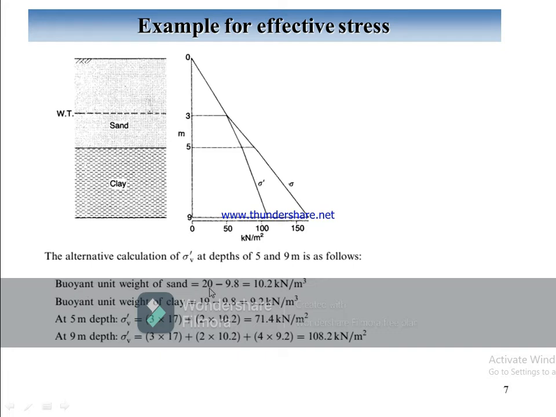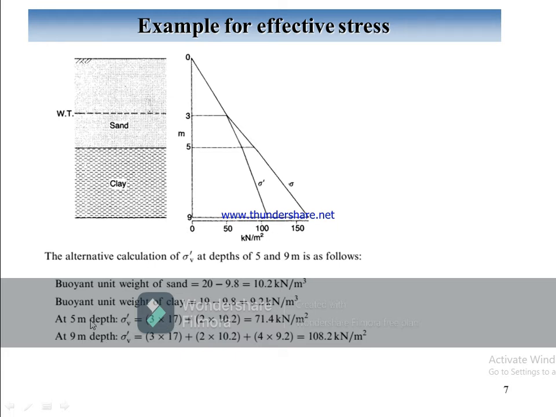We can do that this way. 20 is the saturated unit weight for sand, so 20 minus 9.8 is equal to 10.2, and 19 minus 9.8, where 19 is the saturated unit weight for clay, is equal to 9.2 kN per meter cube. Then we can find the effective stresses for this.